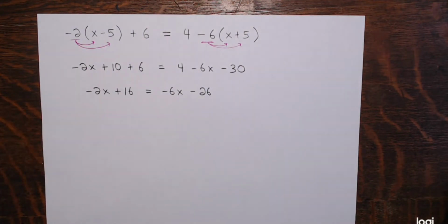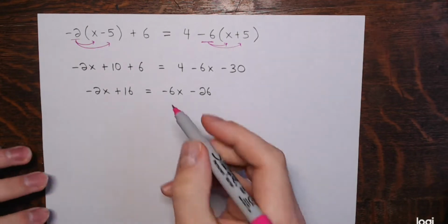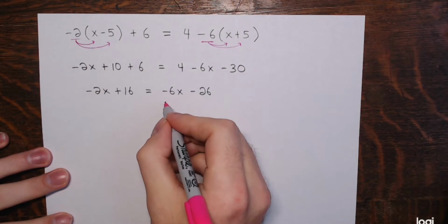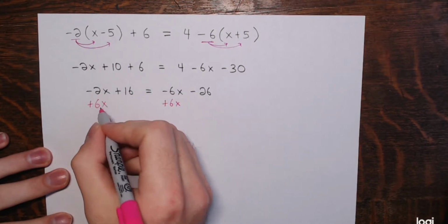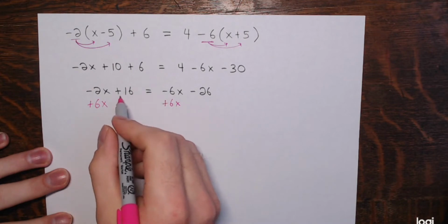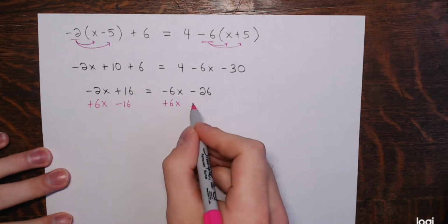Okay. Now I'll do the addition and subtraction. You know, get all the terms with the variable on one side, terms without the variable on the other. I think it'd be easy to go to the left again. Just add 6x, get rid of the negative 6x, and do the same thing over here. And then I don't want the 16 over here, so minus 16 from both sides.